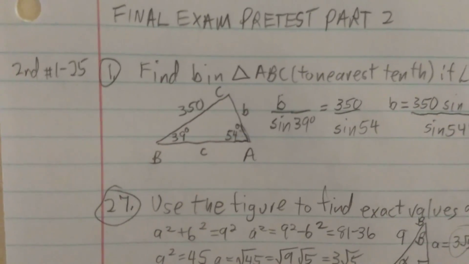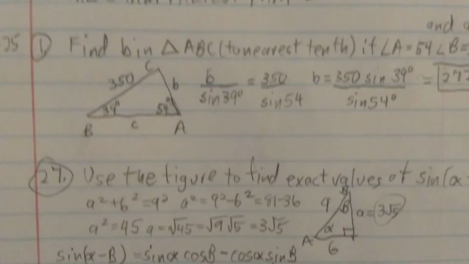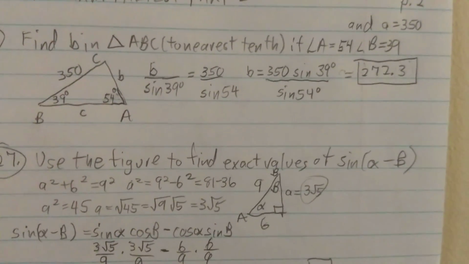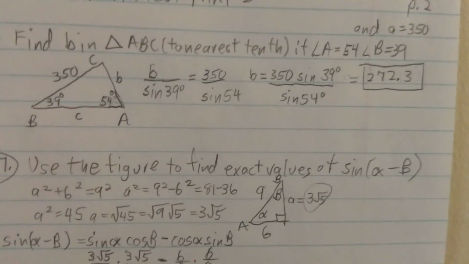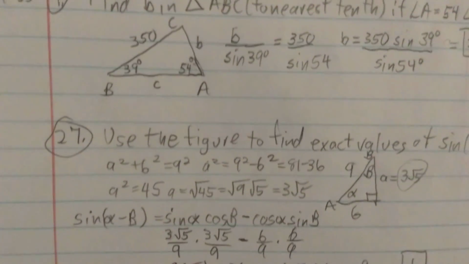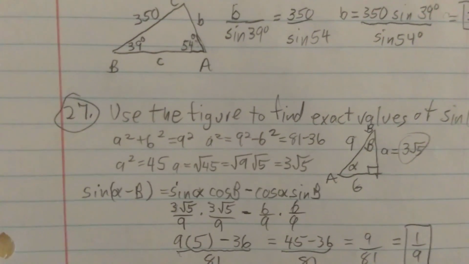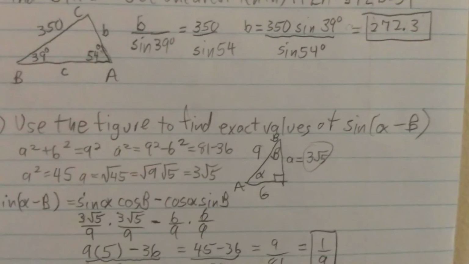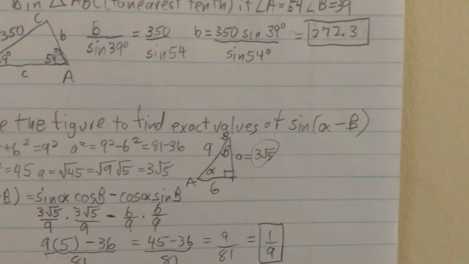Now here's the second set, 1 through 25. For the first one, it says find b in triangle ABC to the nearest tenth if angle A is 54, angle B is 39, and side a is 350. So that's what we're given. Now we want to find b, so we can use the law of sines. b over sine 39 is equal to 350 over sine 54, and cross multiplying, b equals 350 sine 39 over sine 54, which comes out to approximately 272.3.